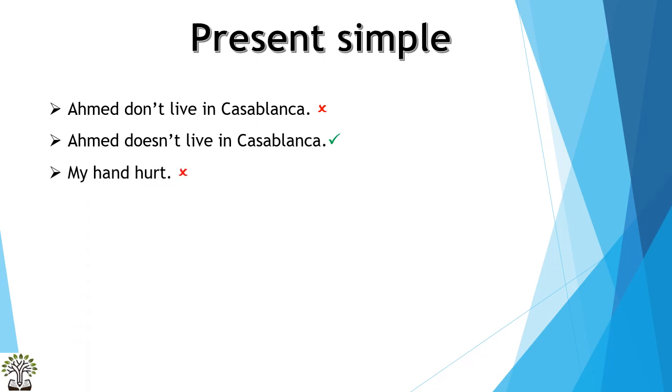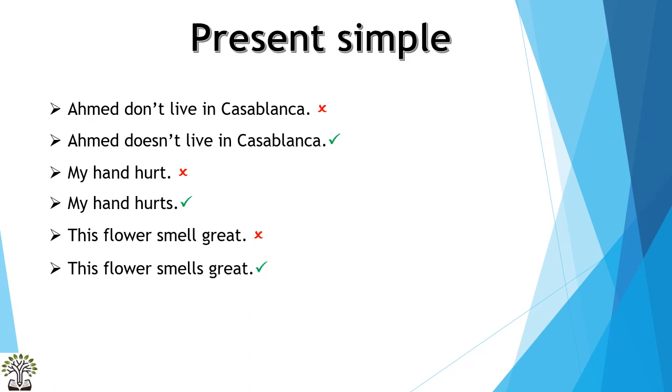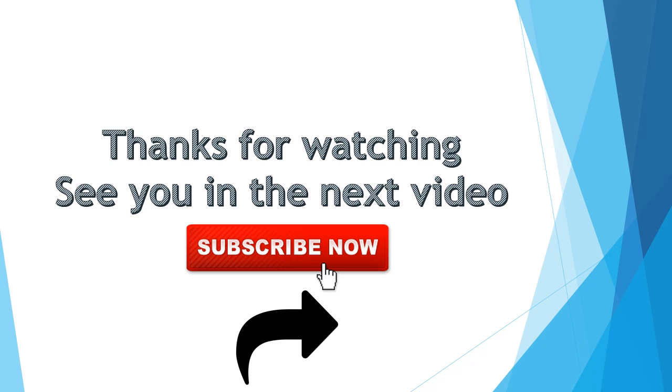Okay. My hand hurt. My hand. So if I want to change my hand with a subject pronoun, I say it hurts. So this is not correct. The correct option is my hand hurts. Hurt is a verb. فكنقولوا يديا كتضرني. Okay. My hand hurts. This flower smell great. So it's not correct. This flower smells great. Okay, so this is the end of this video.